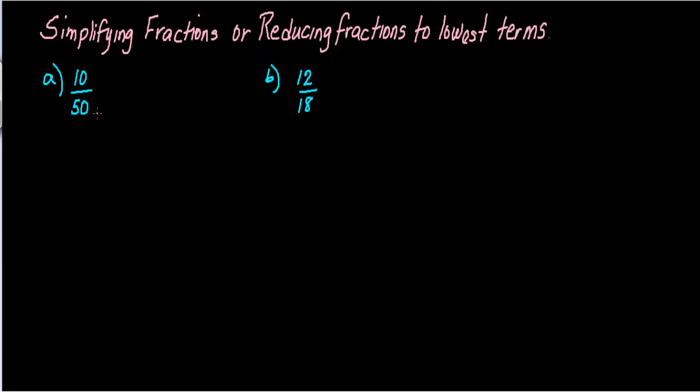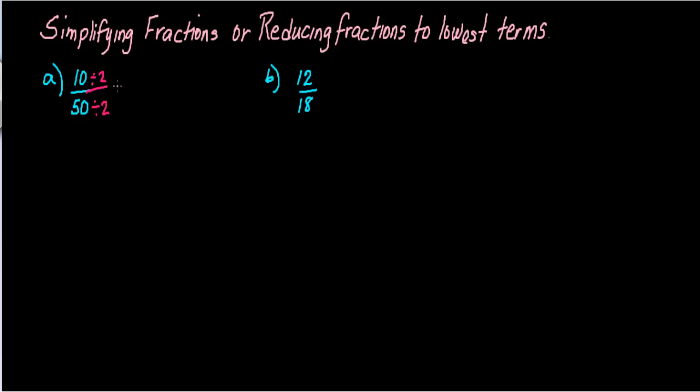I also know that if they end in a 0, they are both divisible by 5. So I don't have to make a list in this case. I'm going to go with my first choice, which is they're both divisible by 2. If I know they're divisible by 2, this is what I do. I divide the numerator and the denominator by 2.